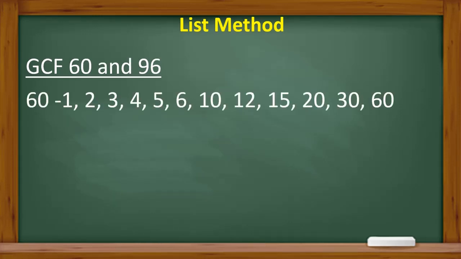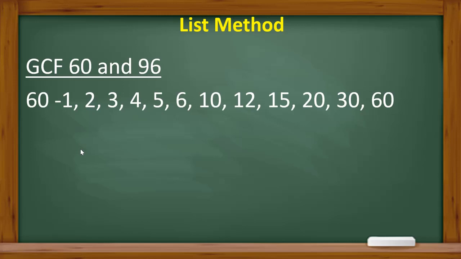How do we get the factors of 60? 1 times 60 is equal to 60. 2 times 30 is equal to 60. 3 times 20 is equal to 60. 4 times 15 is equal to 60. 5 times 12 is equal to 60. And 6 times 10 is equal to 60.